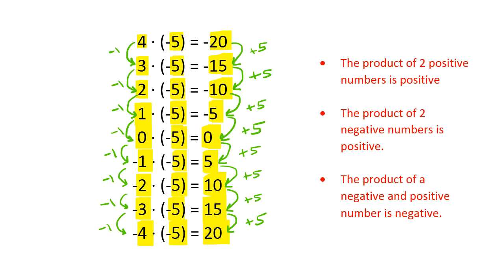So here's the simple rule for deciding the sign on your products. The product of 2 positive numbers is positive. The product of 2 negative numbers is positive, like we saw down here, and the product of a negative and a positive number is negative.